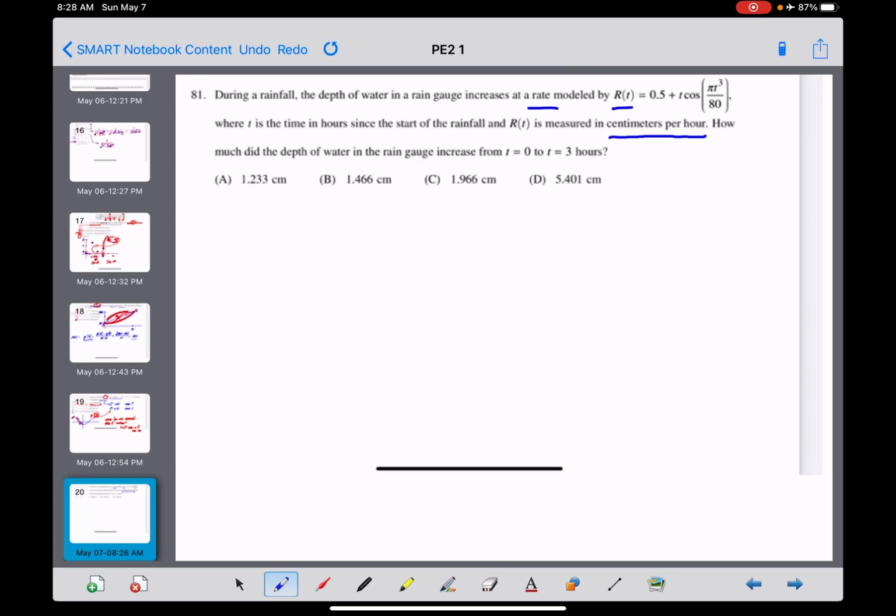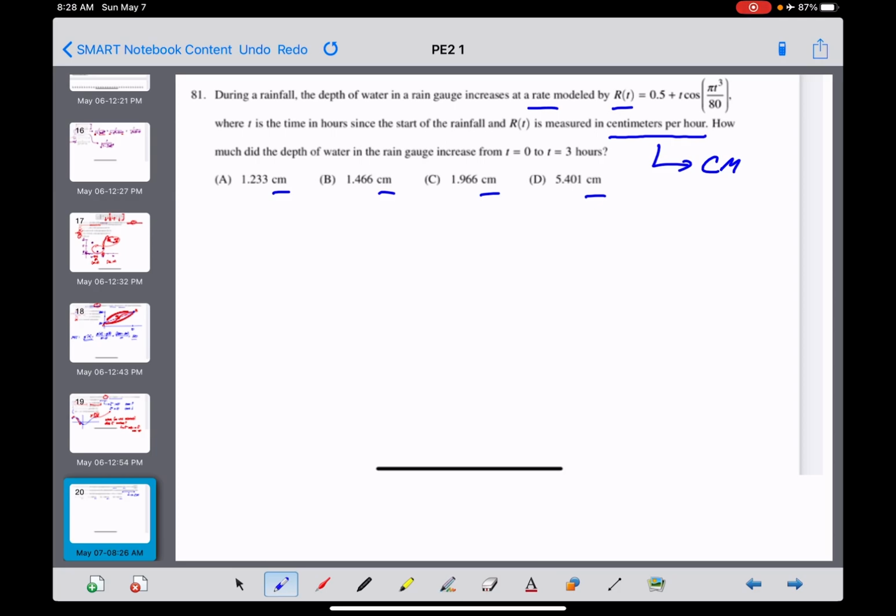And they want to know how much the depth of the water in the rain gauge increased from 0 to 3 hours. So they've given you a centimeters per hour function, and they're asking for an answer then. You can see from the units in all four choices here, they're asking for an answer in centimeters. So it's kind of like they gave you a velocity function and they're asking a question about position. So what are we going to do?